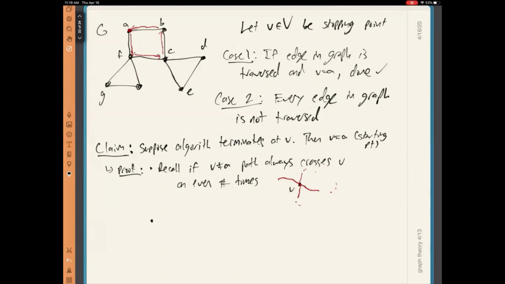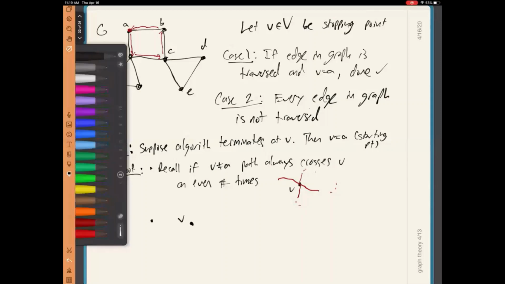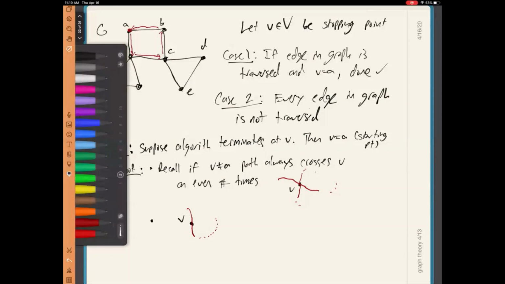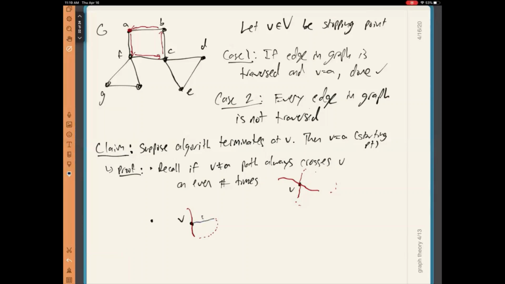Right, so the second thing to think about now is, what can the picture look like if the algorithm terminates at V? Let's suppose that the red is the path that we've traveled already, so maybe it goes through V like this. And then maybe it comes back, and the blue is the last edge that's added, right? So this is where it terminates.